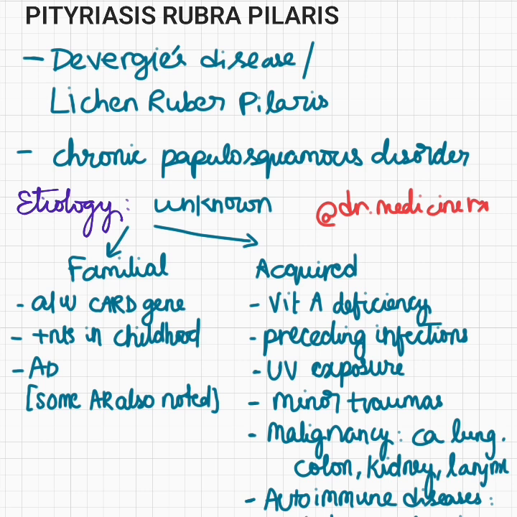So breaking down the term, Pityriasis means there's going to be some sort of scaling seen. Rubra, that is the disease, is going to be a bit erythematous or showing reddish or orange discoloration, and pilaris means that the primary pathology will be involving the hair follicle. This disease is also called Devergie's disease or lichen rubra pilaris. It is a chronic papulosquamous disorder.